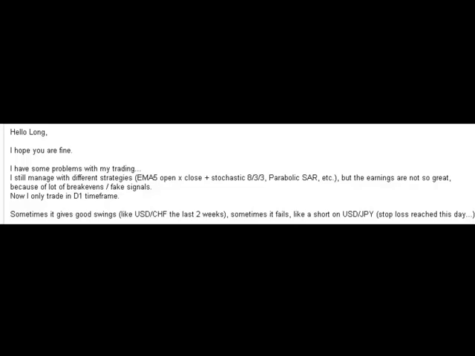Now I already trade in the daily time frame. Sometimes it gives good swings, like Dollar-Swiss the last 2 weeks. Sometimes it fails, like a short on Dollar-Yen where the stop loss was reached this day.